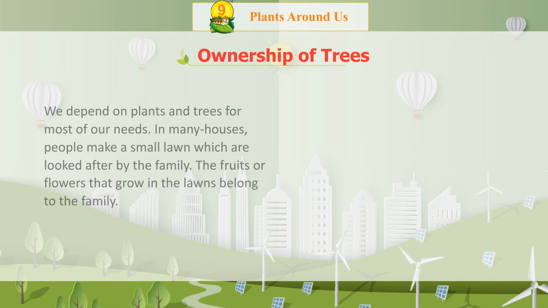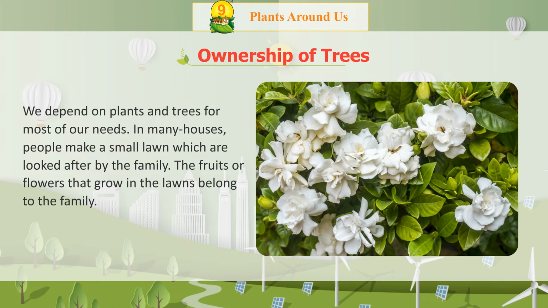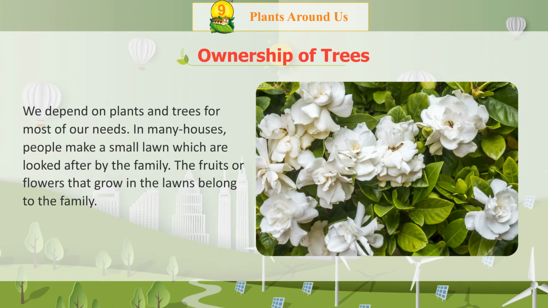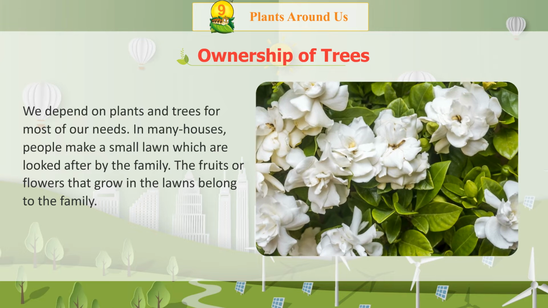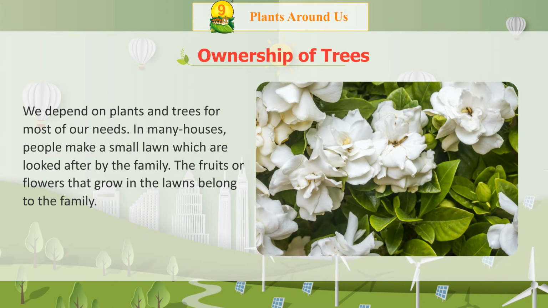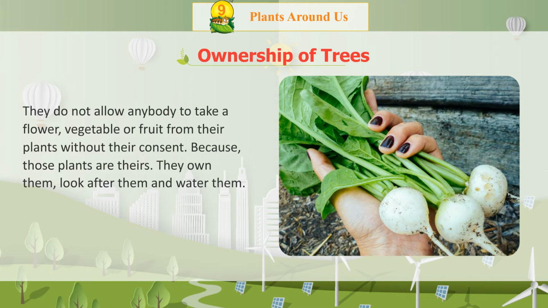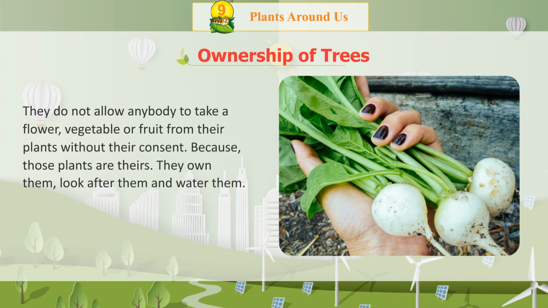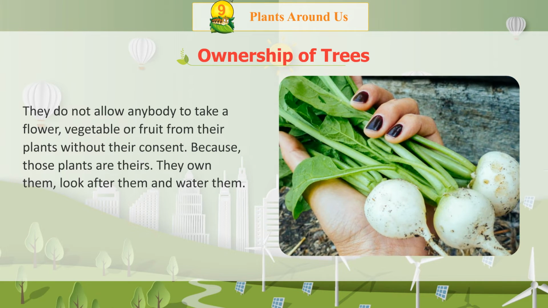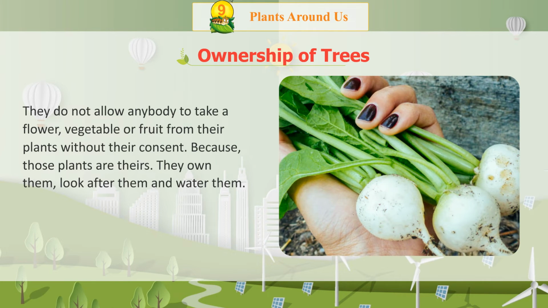Ownership of trees. We depend on plants and trees for most of our needs. In many houses, people make a small lawn which is looked after by the family. The fruits or flowers that grow in the lawns belong to the family. They do not allow anybody to take a flower, vegetable, or fruit from their plants without their consent, because those plants are theirs. They own them, look after them, and water them.